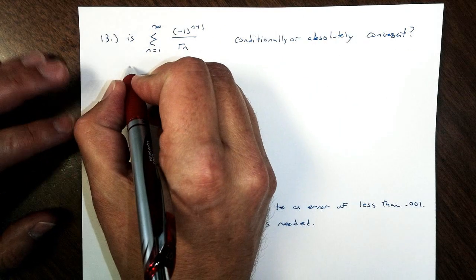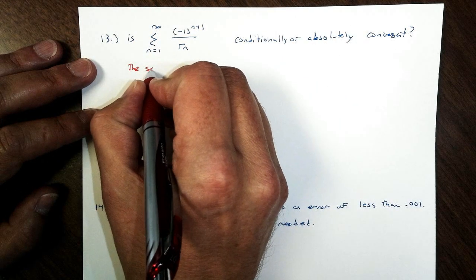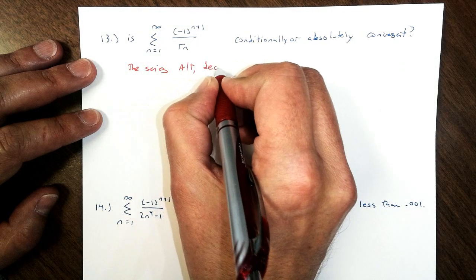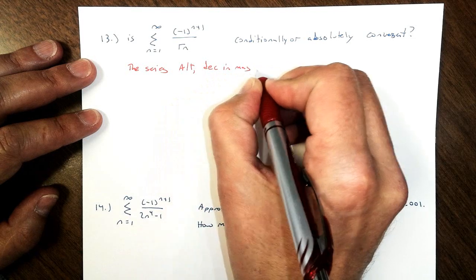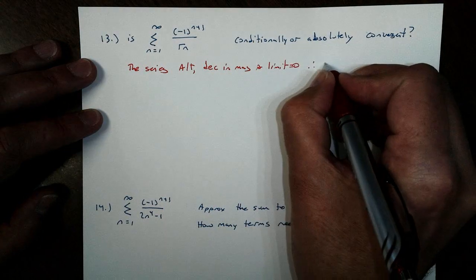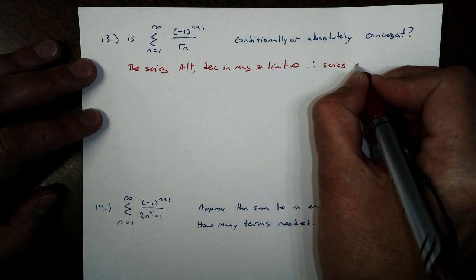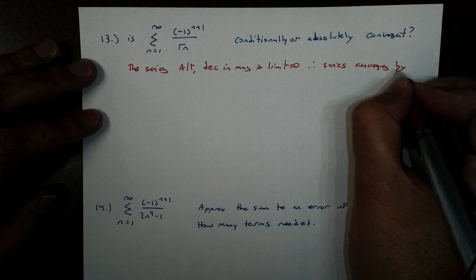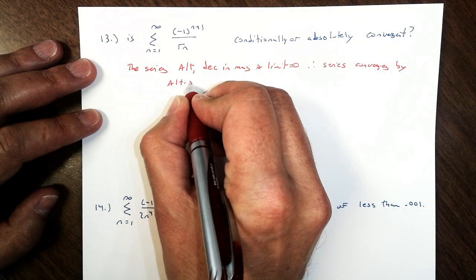So we're going to repeat our mantra. The series alternates, decreases in magnitude, and the limit equals 0. Therefore, the series converges by the alternating series test.